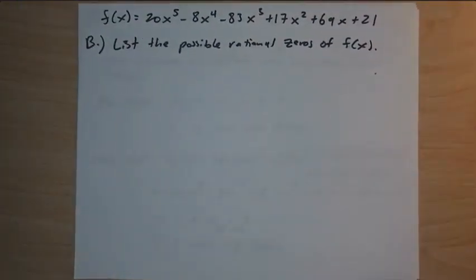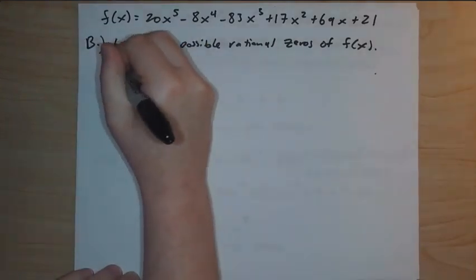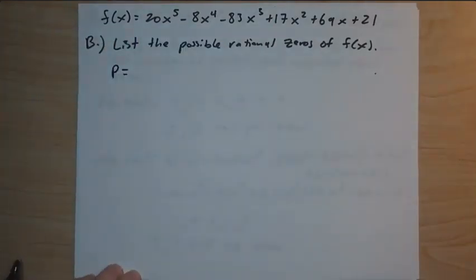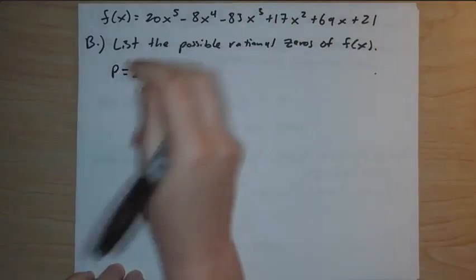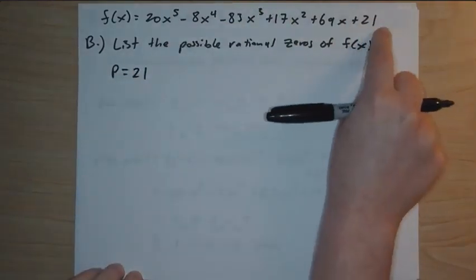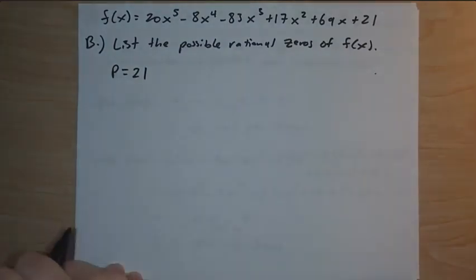For part B, we're going to list the possible rational zeros of f of x. So for this part, we're going to look at P and Q. P is going to be the last number here. It's going to be 21. It's going to be the number without any x attached to it. So that's what P is.